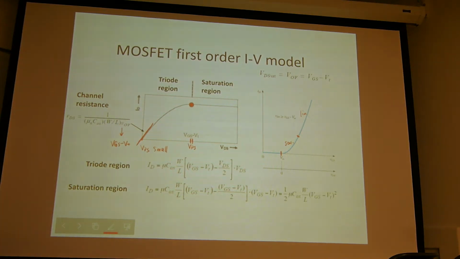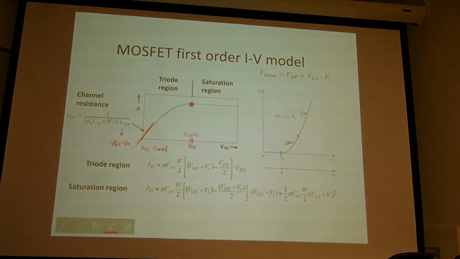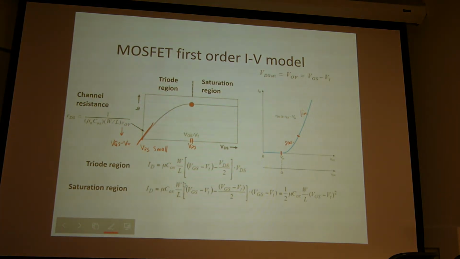MOSFET IV model. Here we derive the two important equations for the triode region and the saturation region. Those are the current versus the gate voltage and drain voltage equations. And then we have two curves. One is ID versus VDS. The other is ID versus VGS. So here we have those two equations and two curves.